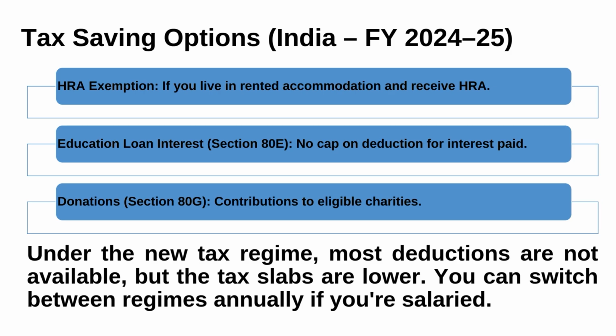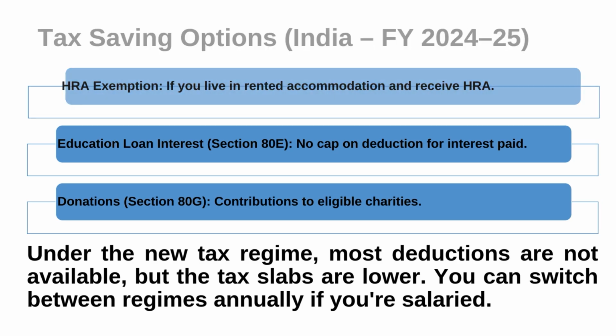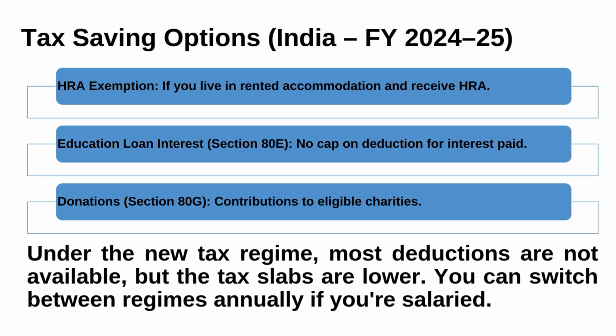HRA exemption: if you live in rented accommodation and receive HRA, it is covered under this category. Education loan, as I already told you, has no cap on deduction for interest paid, and donations are covered under section 80G for contributions to eligible charities. Under the new tax regime, you must know, most deductions are not available, but the tax slabs are lower. This is the basic difference between the old and new regime, and you can switch between regimes annually if you are salaried. This is very important. If you are a salaried person, you can switch between these regimes, either old to new or new to old.